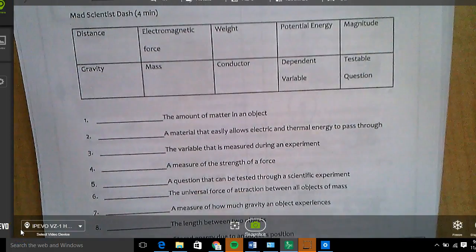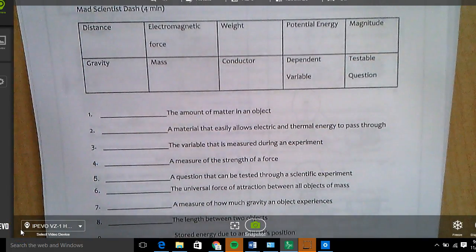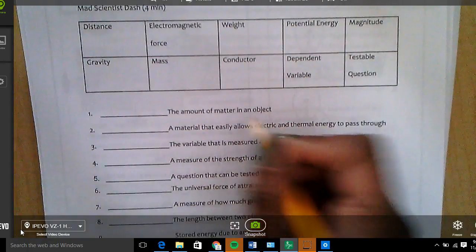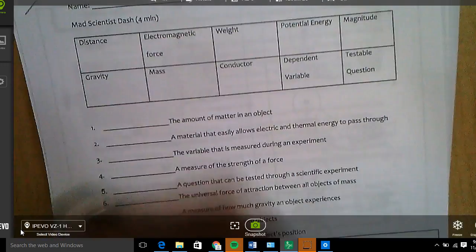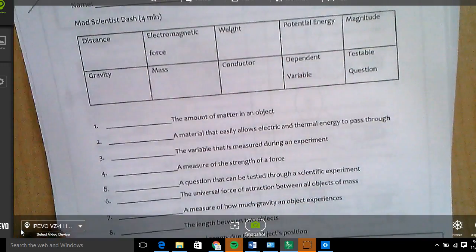Excellent job. So we're going to go over the answers here. These are the same vocab words we have had every single day, so it shouldn't be an issue. The amount of matter in an object, John Kira, mass is correct.